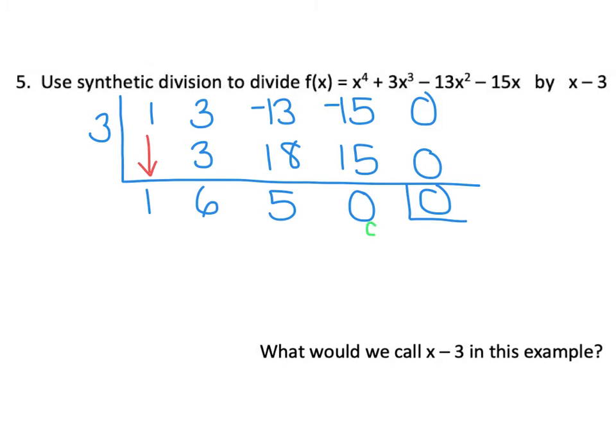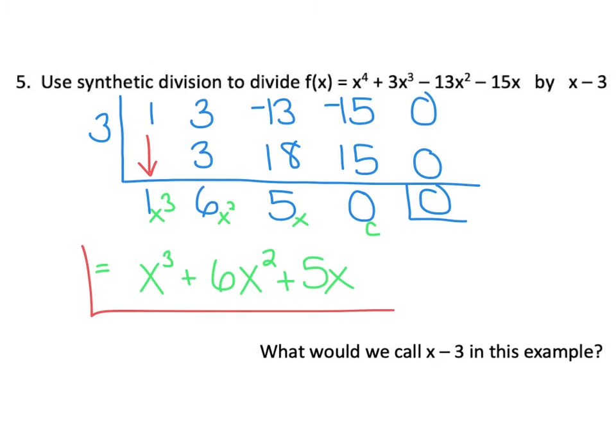So this would be the constant term, this would be x to the first, x to the second, and this one is x to the third. So my quotient is x cubed plus 6x squared plus 5x, and I don't need to write the plus 0. And notice there's no remainder, there's nothing left over. So it says, what would we call x minus 3 in this example? Since x minus 3 goes into it with no remainder, I'm going to call that a factor, right?